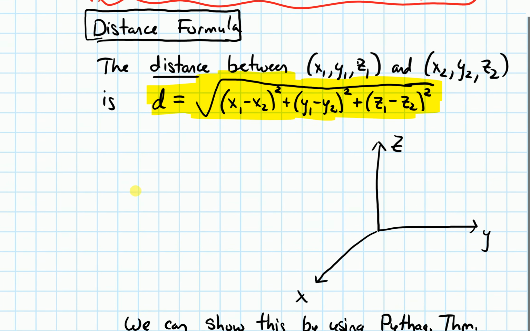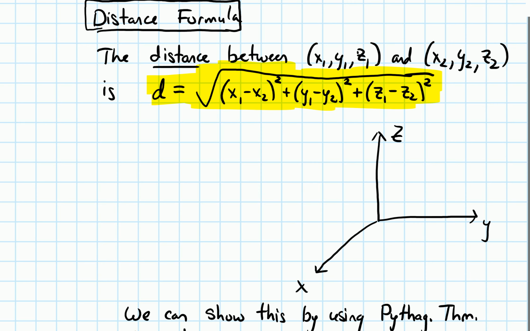When we're talking about distance, what I mean is if I have one point, let's call this one x1, y1, z1. And if I have another point somewhere in 3D space, let's call this one x2, y2, z2, and we connect them. This formula tells us the distance between them.